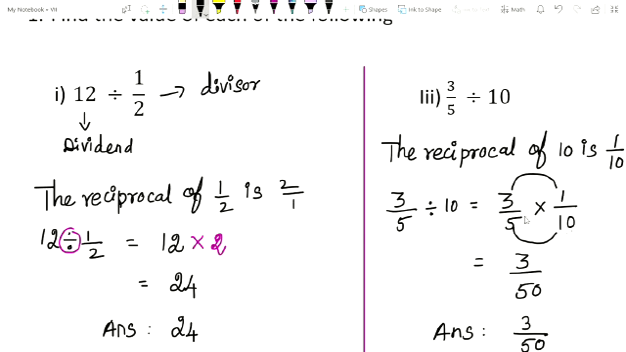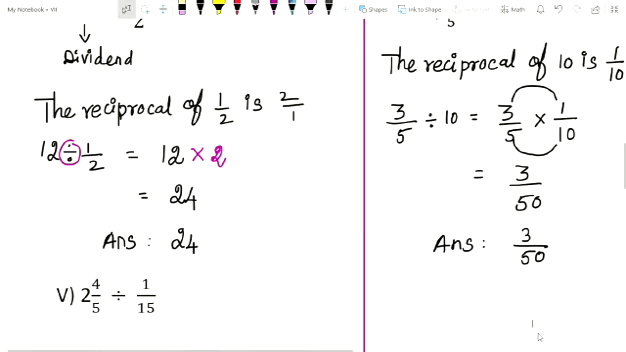Now, there is no possibility to cancel these numbers directly or else cross way also. So, in this case, you multiply the numerator with the numerator, denominator with the denominator. So, 3 ones are 3, 5 tens are 50. So, what is the answer, children? 3 by 50. You understand, children? Shall I move on to the next question?